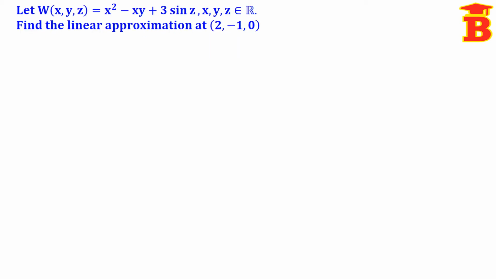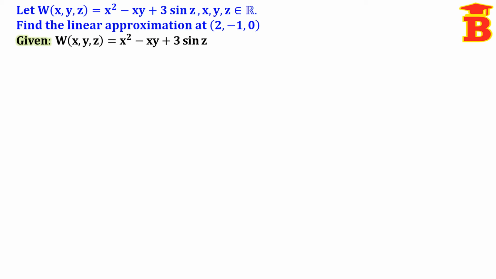Next problem, w of x comma y comma z equal to x square minus xy plus 3 sin z, where x, y, z are real numbers. Find the linear approximation at 2 comma minus 1 comma 0. So write the given w is a function in terms of x, y, z. So the function is x square minus xy plus 3 sin z.